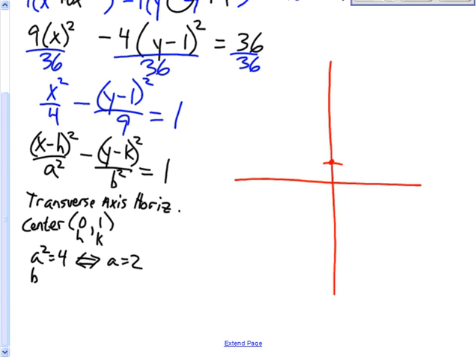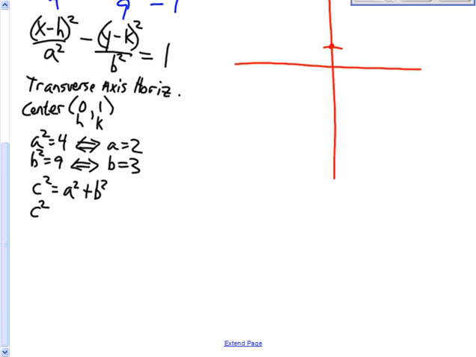Notice the b squared is 9, so b is 3. And then we know that c squared is a squared plus b squared. So c squared: a squared is 4, b squared is 9, so we got 13. Looks like the c again is square root of 13.